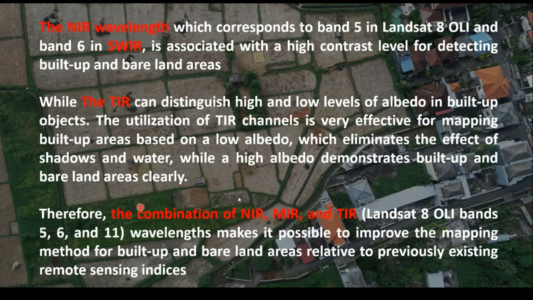So, as a conclusion, the combination of near infrared, short wave infrared, and thermal infrared from Landsat, which is the band 5, 6, and 11 wavelengths, makes it possible to improve the mapping method for built-up and barren area relative to previously existing remote sensing indices. We can conclude that this is the best method to map the built-up and barren area when we compare it with other remote sensing indices.